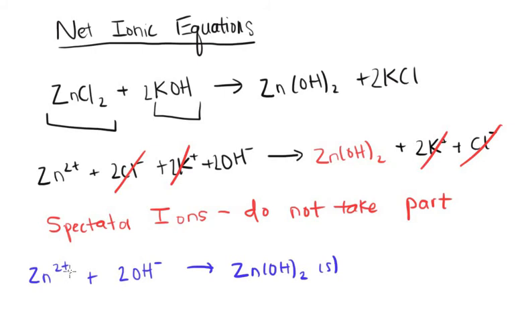And for the most part, net ionic equations have a solid in one side or the other, and then the ions that form because of that solid. So this is the ultimate net ionic equation. That's the answer we're looking for. Let's work through one more problem. Now that it makes a little bit more sense.